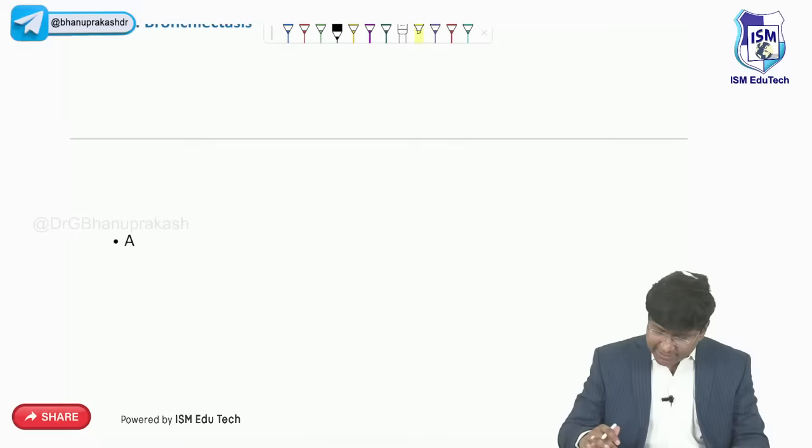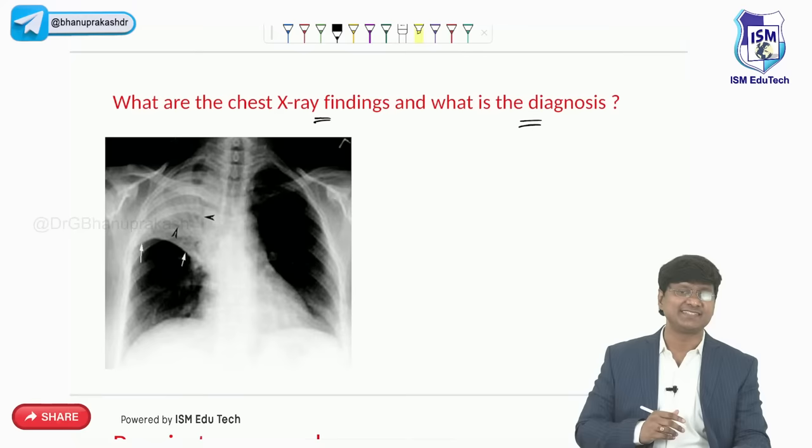And I'll show you one x-ray. Please tell me what is the diagnosis. What are the chest x-ray findings and what is the diagnosis in this chest x-ray?